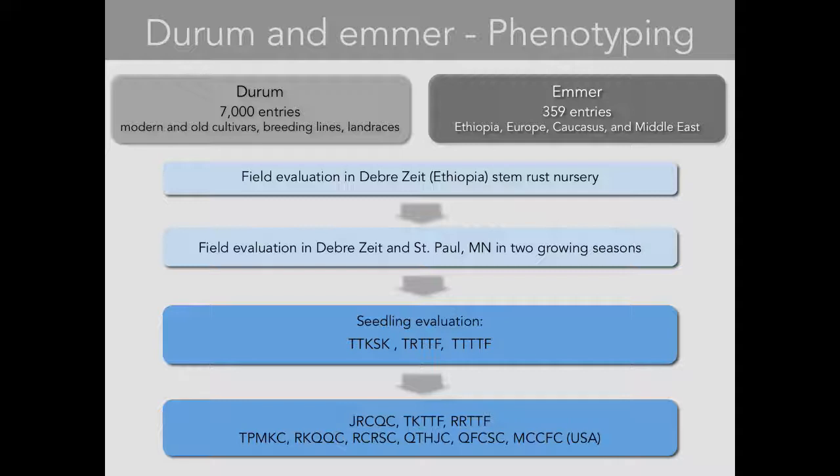After 5 field evaluations, the lines that remain resistant to moderately resistant are then characterized at the seedling stage, starting with these 3 relevant races: UG99, TRTTF, which is the one with the SR13 and SR9E virulence combination, and race TTTTF, which is the North American race with the broadest virulence spectrum. Entries resistant to TTKSK are then further characterized against these 3 international and 6 North American races.